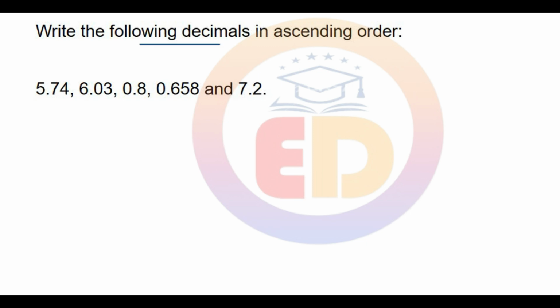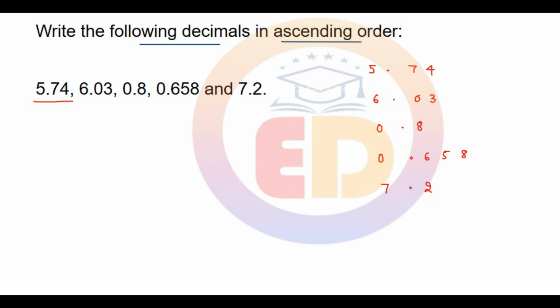Write the following decimals in ascending order. The decimal numbers are 5.74, 6.03, 0.82, 0.8, 0.658 and 7.2. Now, if we want to write these decimal numbers in the ascending order, then first I have to compare them.